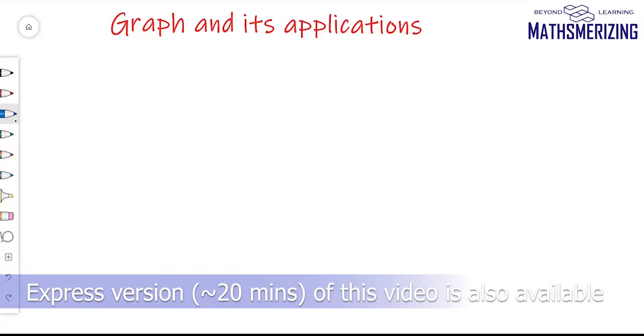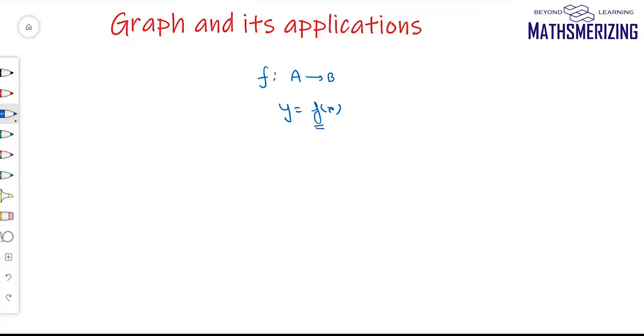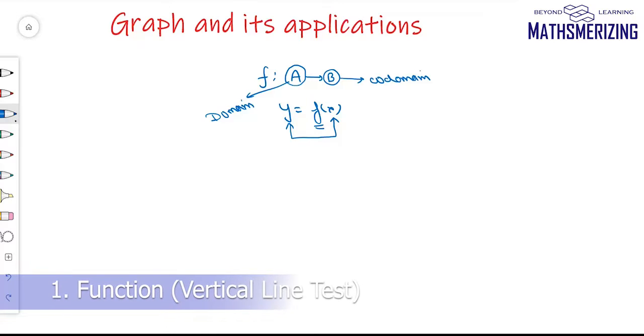So a function is generally represented as f from A to B, y equals f(x). This function f defines the relationship between two variables x and y, and it is defined from the set A, which is also called its domain, to its set B, which is called its codomain. The first thing that we can decide from the graph is whether the given graph represents a function or it is just a relation, and for that we'll use something called the vertical line test.